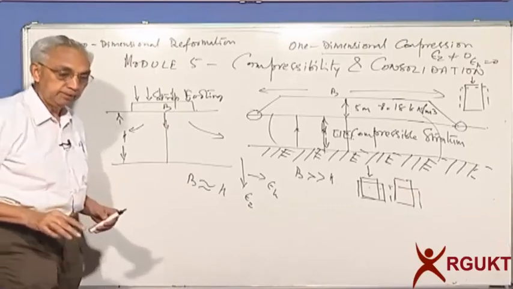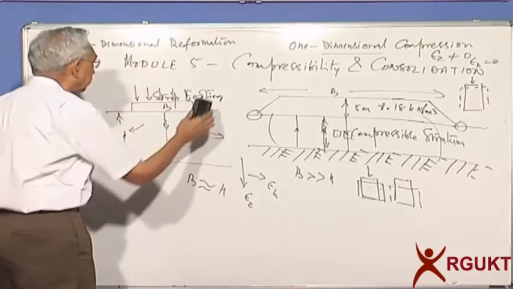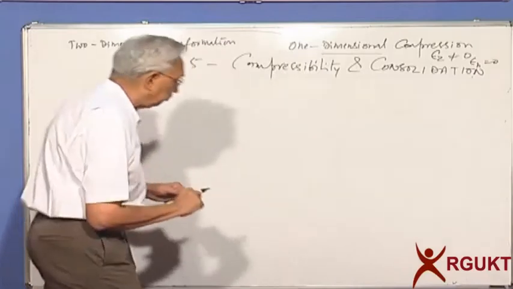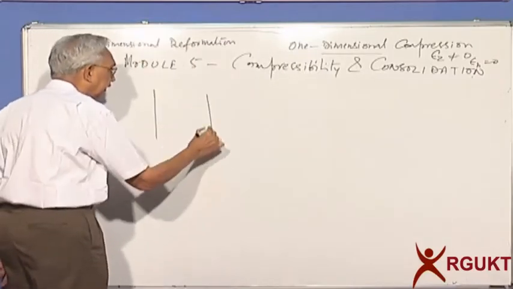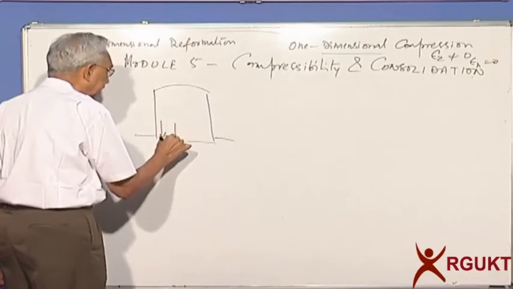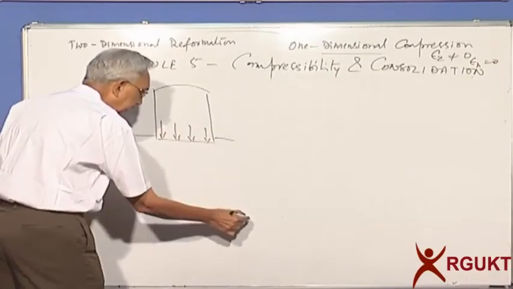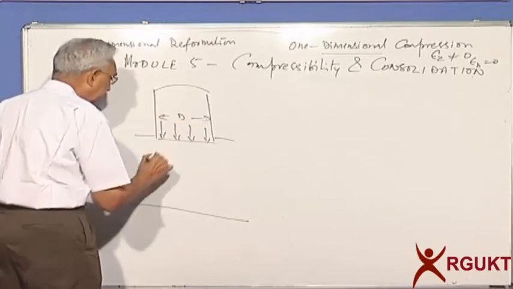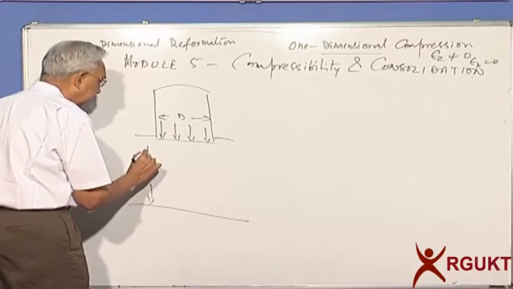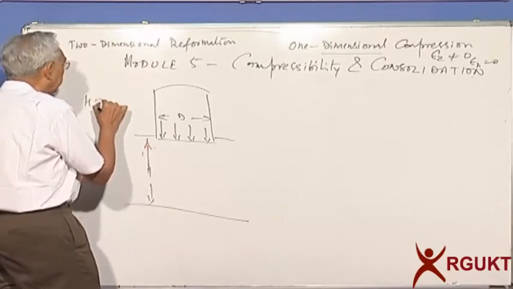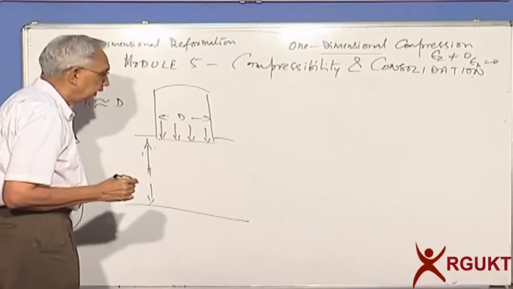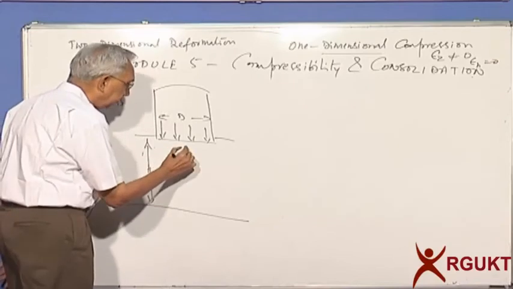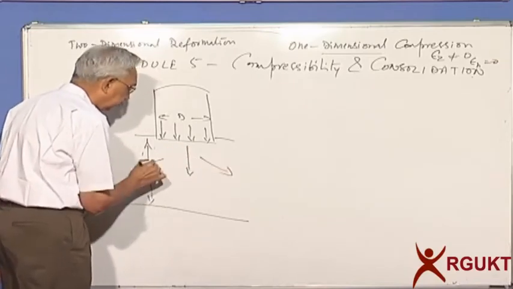We also can have a two-dimensional axisymmetric one. For example, if I have a circular liquid storage tank or a water tank and you are applying load here, and here is the deposit. Again, this diameter D and this thickness H are of the same order. In this case, it's not just lateral, it's radial. So you can have deformation vertically and of course radially.